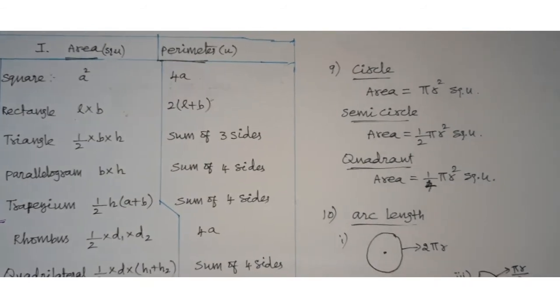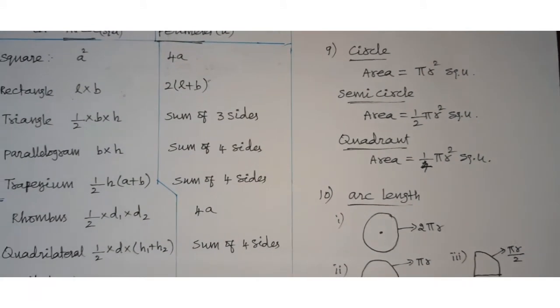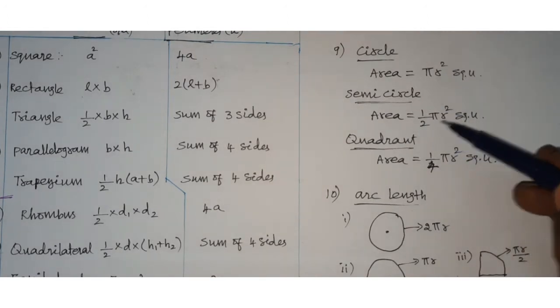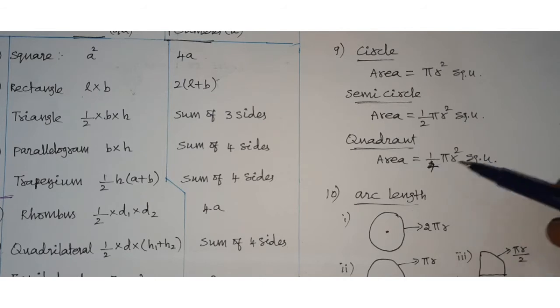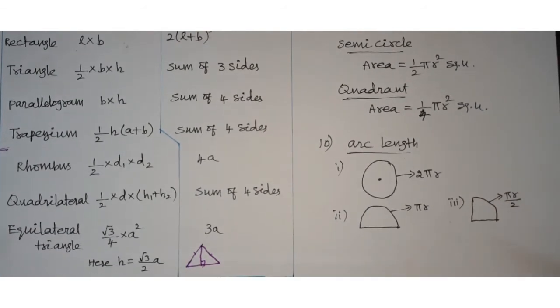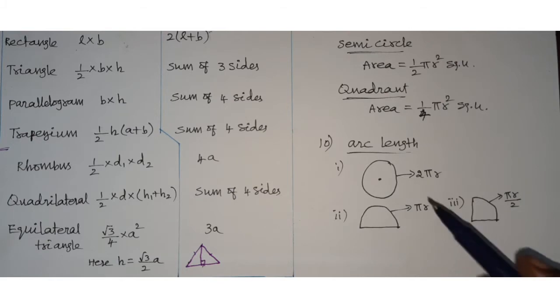And another one, the ninth one, circle. Area of circle we know very well, pi r square. Semicircle, half of pi r square. Quadrant, 1 by 4 pi r square. And then arc length. Some diagrams, some figures they will give, find the perimeter of the given object. At that time we need to find the length of sides, easily we can calculate, but the length of the arc also we have to find. For that I will give this explanation.